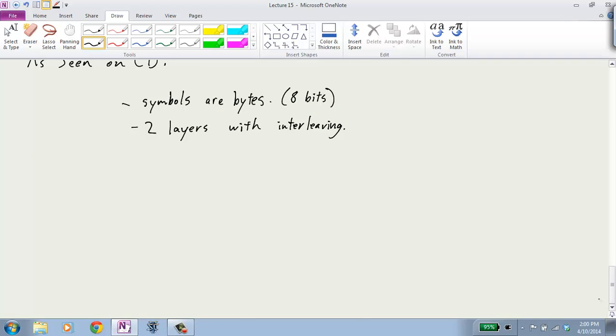So the encoding is done in the following way. I will use dots to represent bytes to make this picture manageable. You start by taking, in the first layer, 24 symbols, which means 24 bytes. So each dot here is one of those bytes. You have 24 of these of the information you're encoding, and you add to it 4 bytes of redundancy using the Reed-Solomon code.